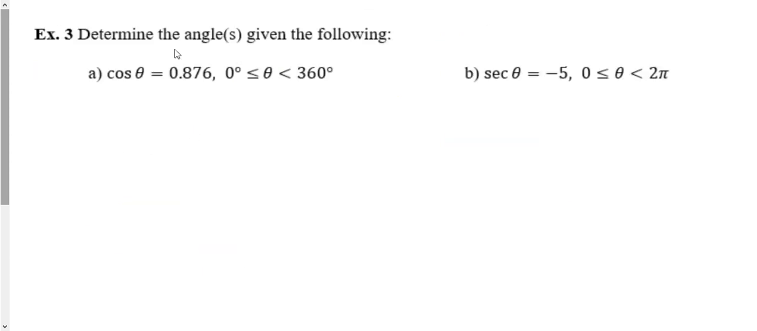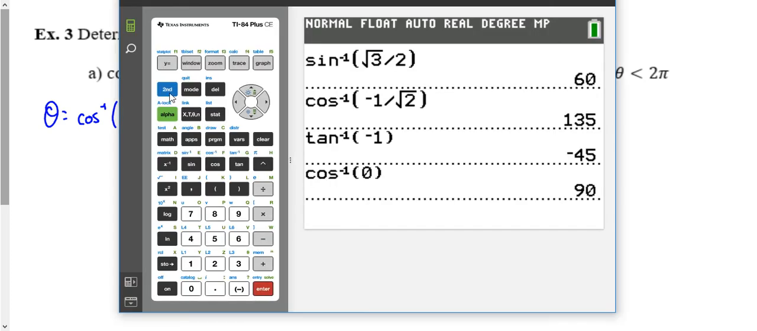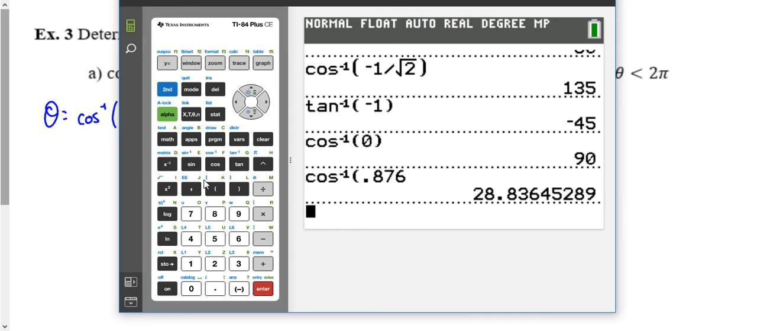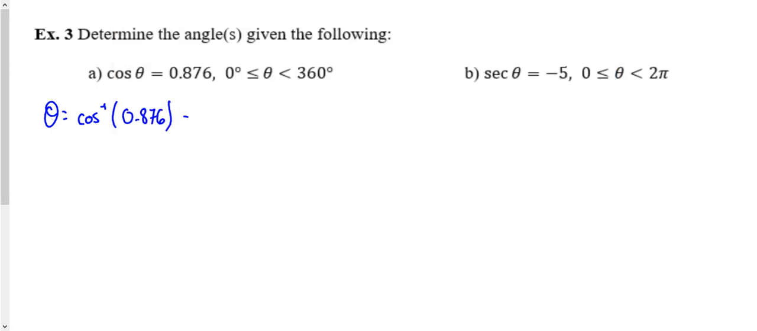In the next example here, it says determine the angles given the following. So right now we're looking between 0 and 360 given this angle here. So first things first, let's find theta. Theta is equal to the cos inverse of 0.876. And there we go, we get 28.8. But we usually round our angles to the nearest degree, so this is approximately 29 degrees.